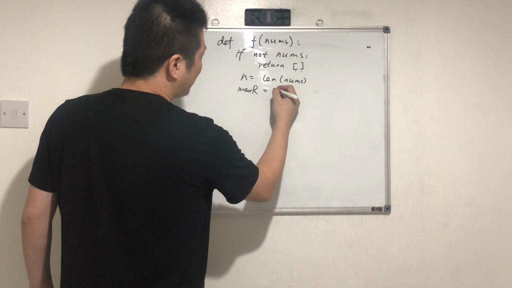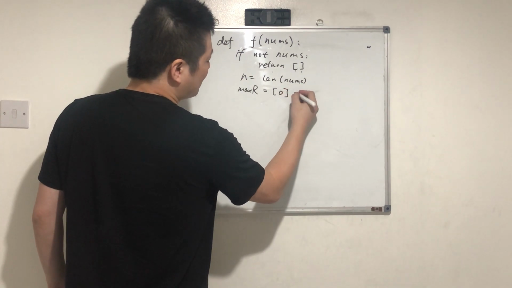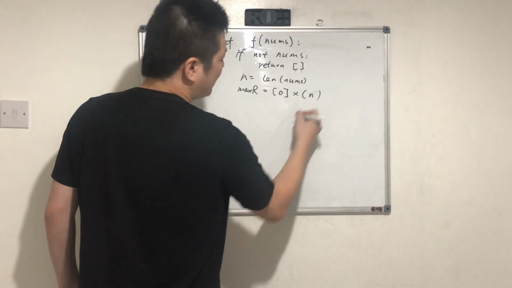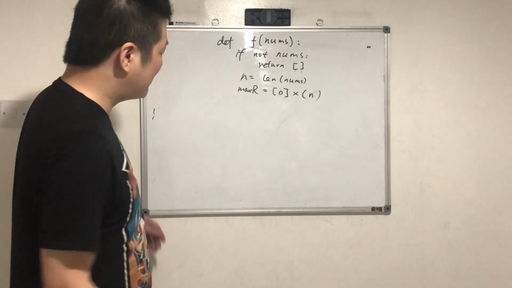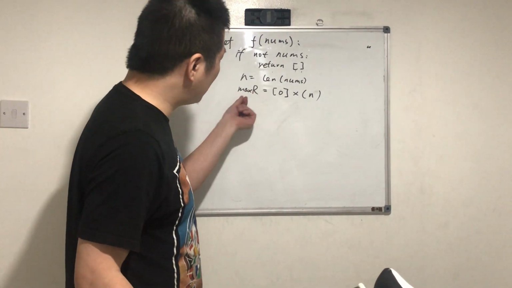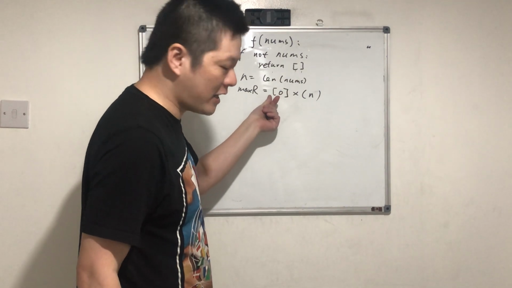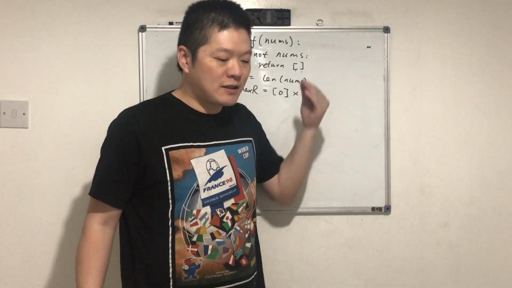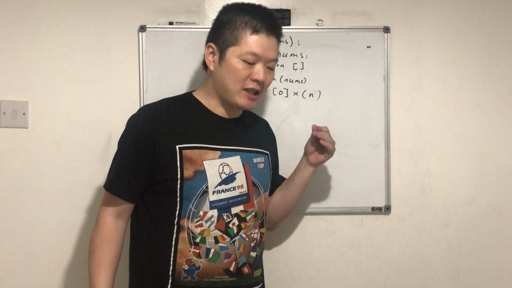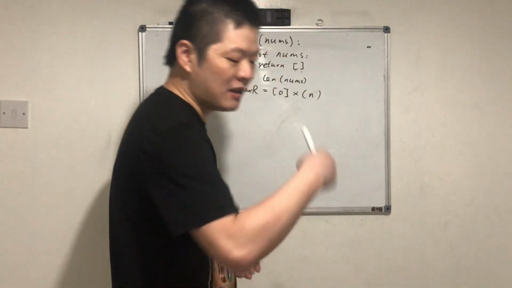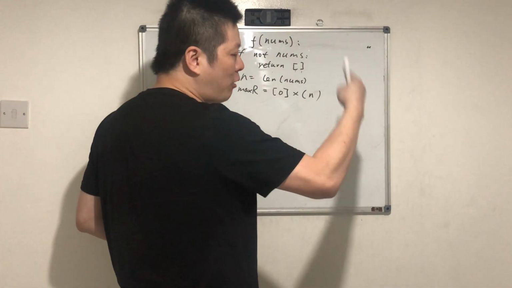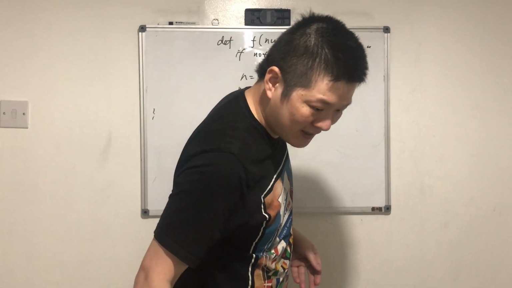It's an array which at the beginning we set to 0 times n. So this max right is the same size as the buildings, and for each element it means the maximum height building, the tallest building on the right. Does it make sense?